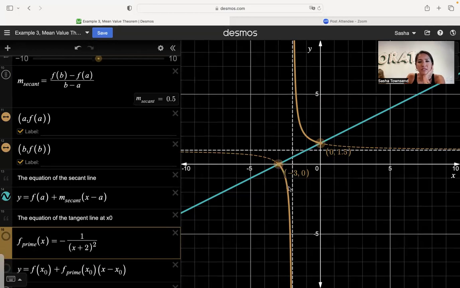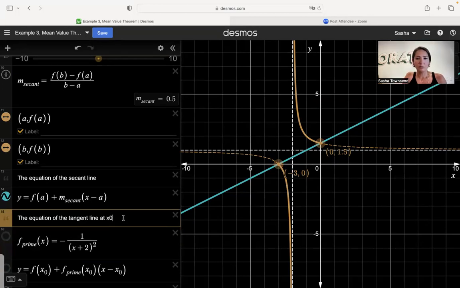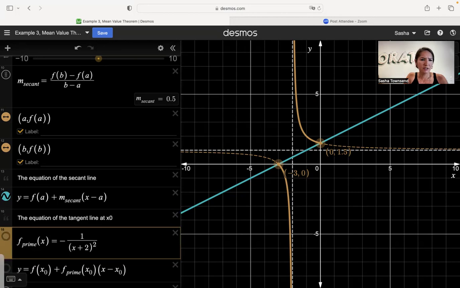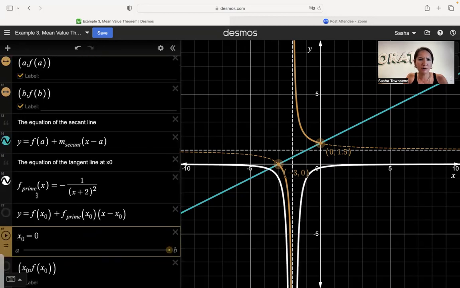But if we look at the curve, we can tell that this function is decreasing. So all the tangent lines are going to have negative slopes here, and this line actually has a positive slope. So I don't think that there's any way we're going to get a tangent line that is parallel to the secant, which is what we're looking for. We can see that visually if we compute f prime.